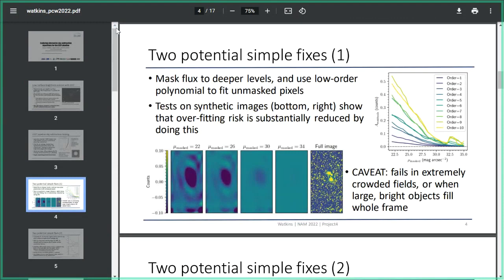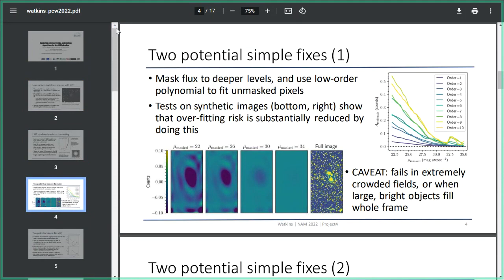The first potentially simple fix is very easy to implement, I should think, and it basically involves simply masking the flux to deeper levels than is currently being done, and then using a low-order polynomial fit to the unmasked pixels. So I've done some experiments on this using synthetic images. I would just populate these images with fake stars and galaxies and then add whatever kind of sky I wanted on top of that and see if I can get that sky back.